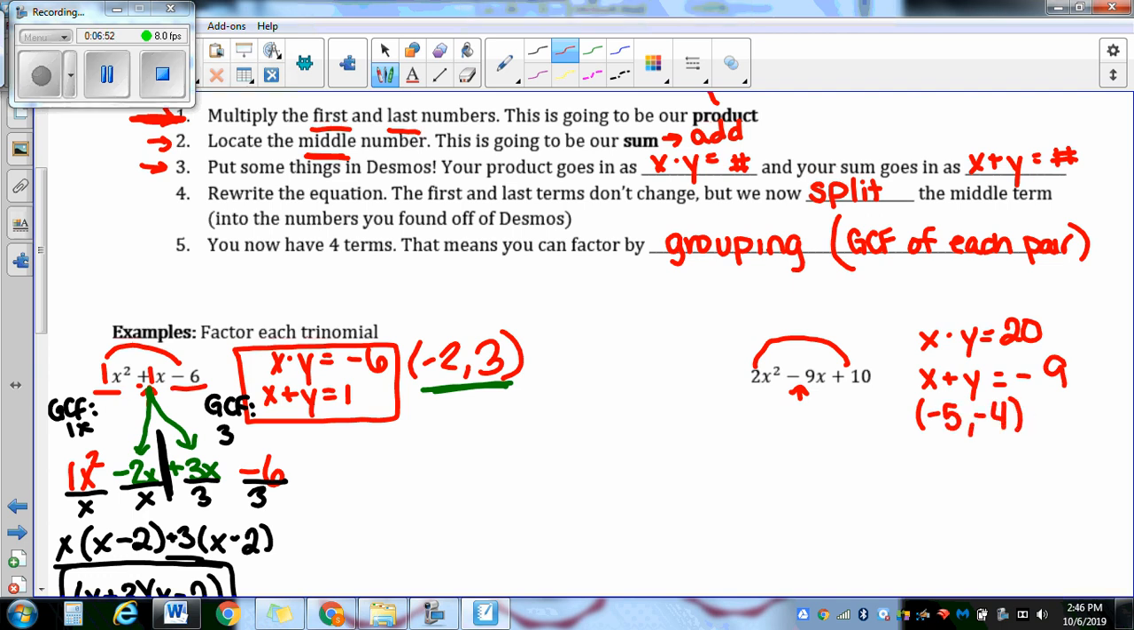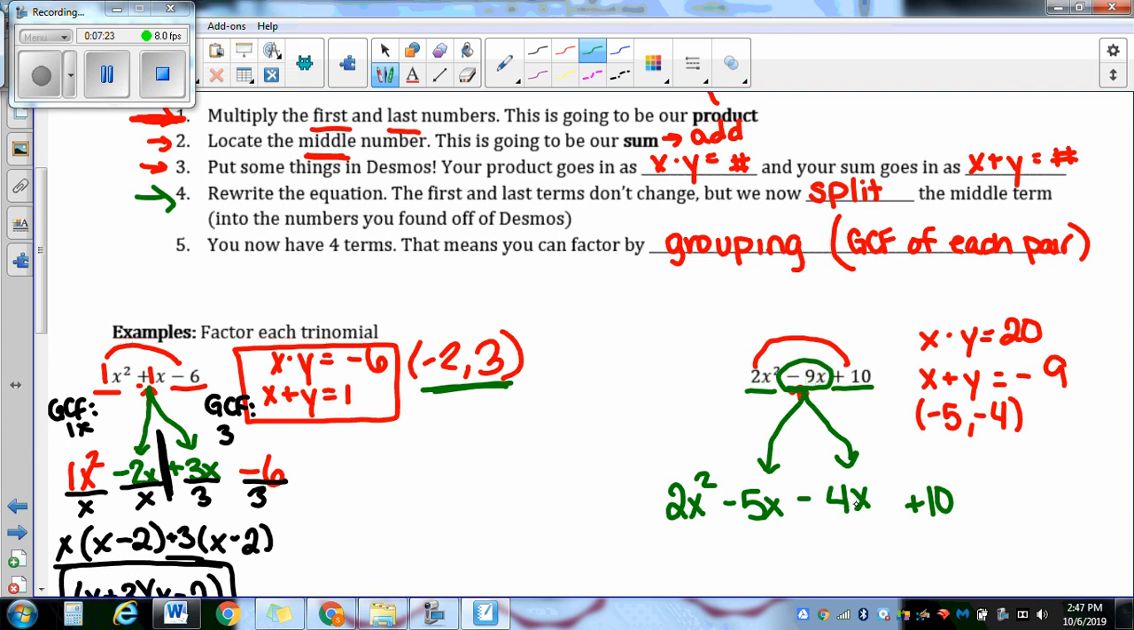All right. And then step 4 says I am going to rewrite my equation. The first term and the last term does not change. So I'm still going to start with 2x squared. I'm still going to finish with plus 10. But this middle term right here, I now want to split it. And I'm going to use these two numbers to do it. So I'm going to have minus 5x, because this guy had an x. And then I'm going to have a minus 4x. So I took that middle term and I split it in 2.